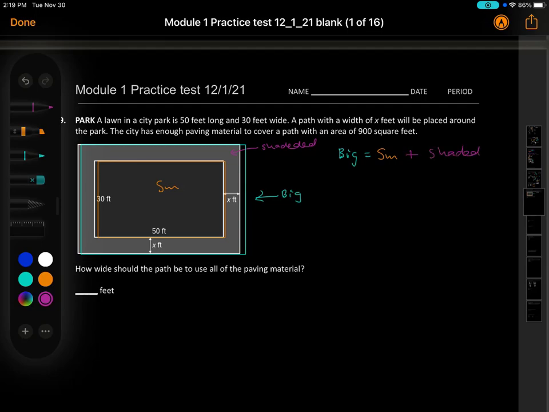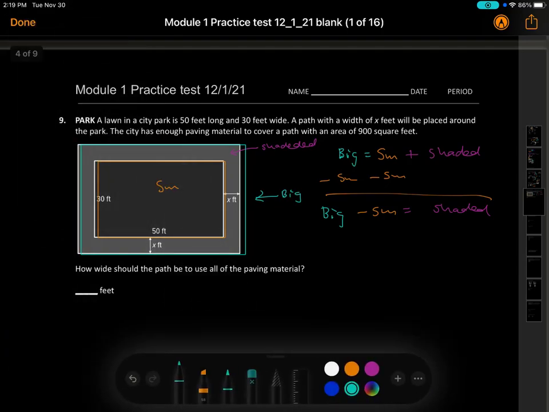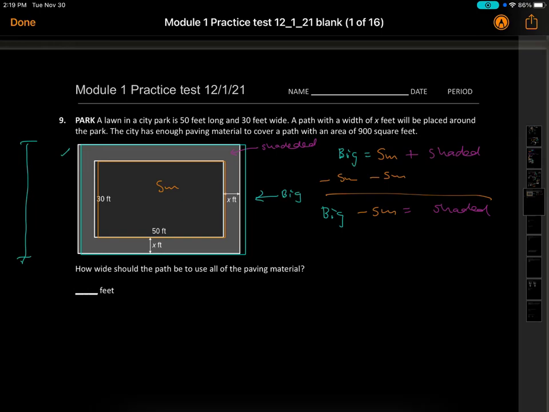And what we're trying to do is find the shaded, so if I subtract small from both sides, my formula is going to be the big minus the small equals the shaded. Okay? So for the big, let's do all my work in light blue. This length is x, 30, and x.